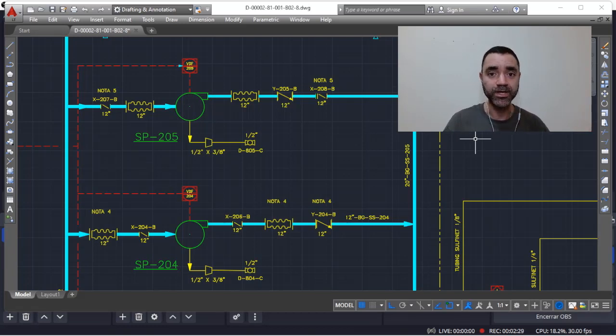instrumentation, etc. So one of the tasks of a chemical process engineer in plant design is to deal with engineering drawings, and the main engineering drawing in a plant design is the piping and instrumentation diagram, and you can see an example just in front of you.